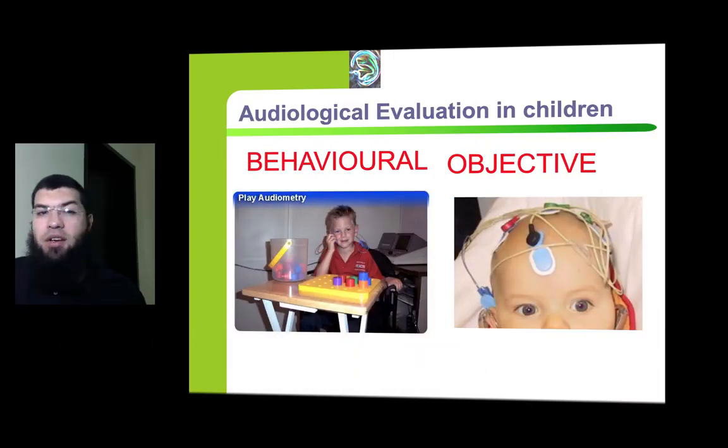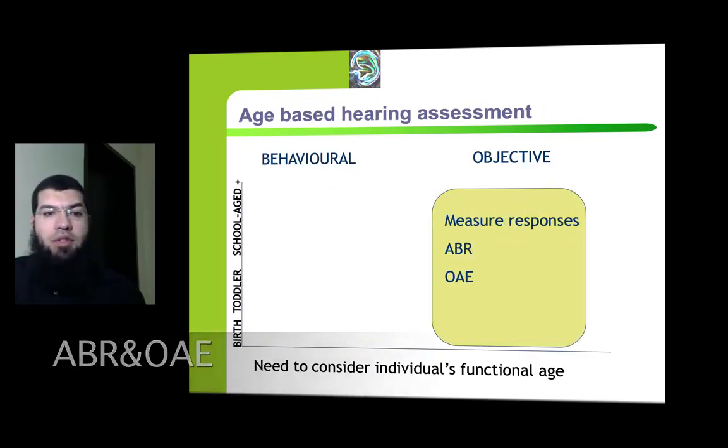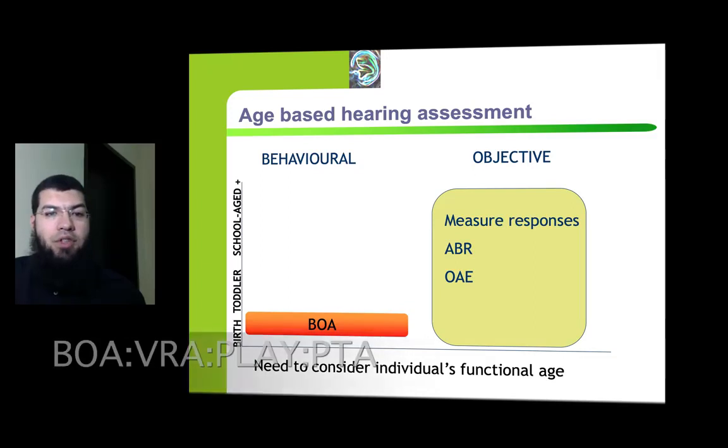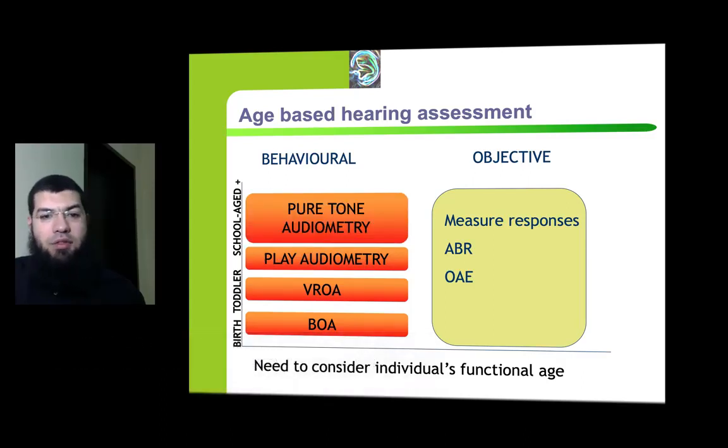Audiological Evaluation in Pediatrics has two main groups: behavioral and objective. The objective ones are ABR and otoacoustic emission. The behavioral ones are behavioral observation audiometry, visual reinforcement audiometry, play audiometry, and conventional pure tone audiometry. In behavioral observation audiometry, the child is seated between two loudspeakers and the audiologist delivers a signal and notices the behavioral response of the child to sound. It is done up to 6 months of age.